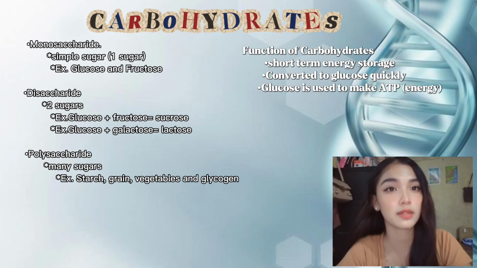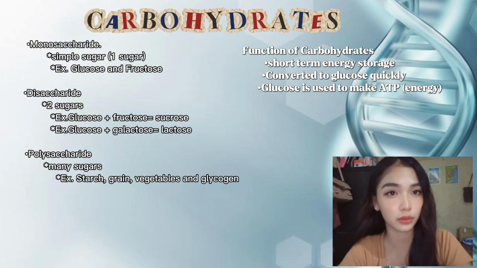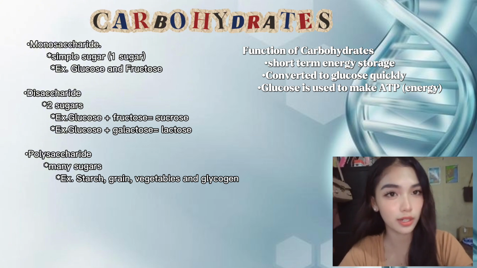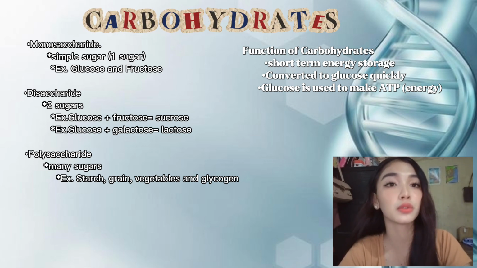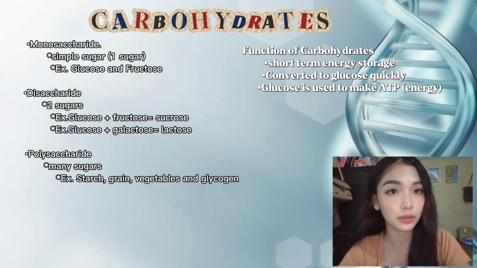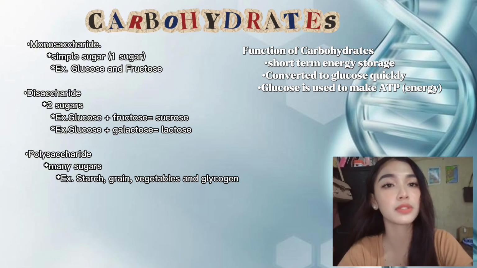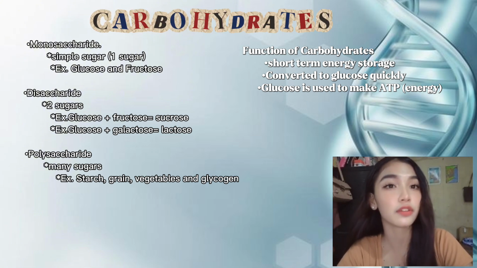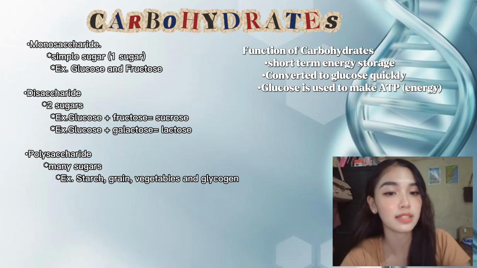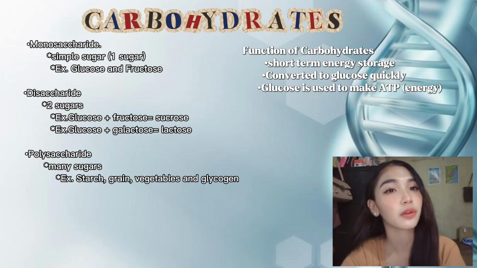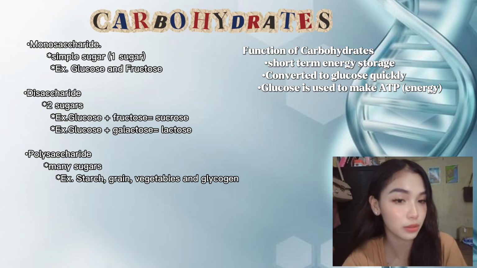Carbohydrates: the monosaccharide is a simple sugar, and examples are glucose and fructose. Disaccharides are two sugars: glucose plus fructose results in sucrose, and glucose and galactose result in lactose. Polysaccharide is many sugars, and it includes starch, found in your grains and vegetables, and glycogen. Functions of carbohydrates are short-term energy storage, converted to glucose quickly, and the glucose is used to make ATP or energy.